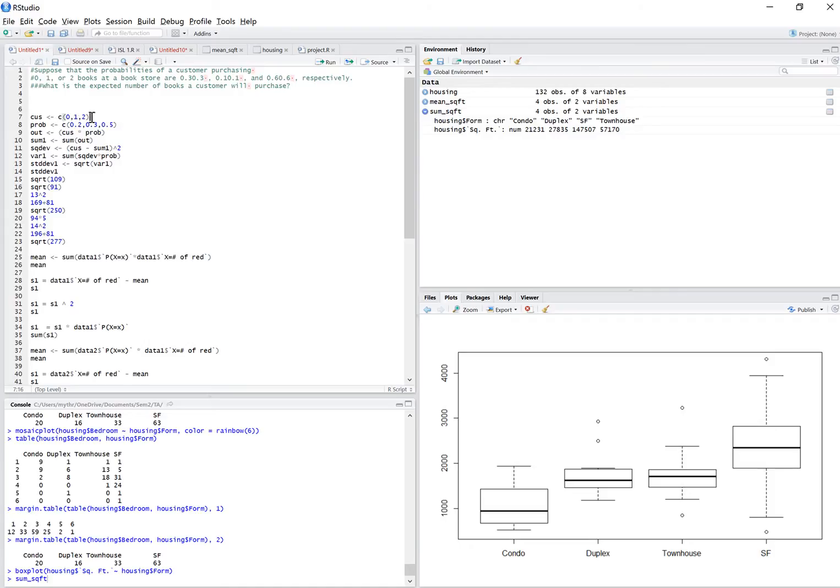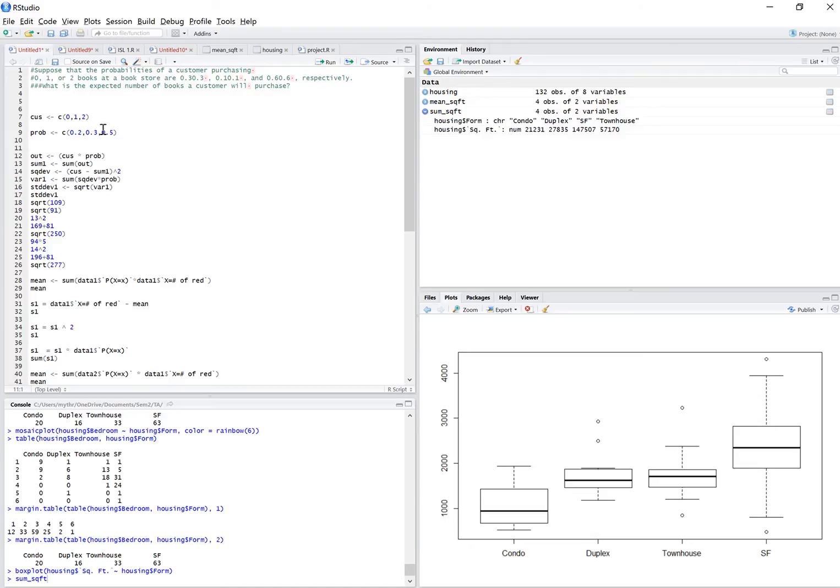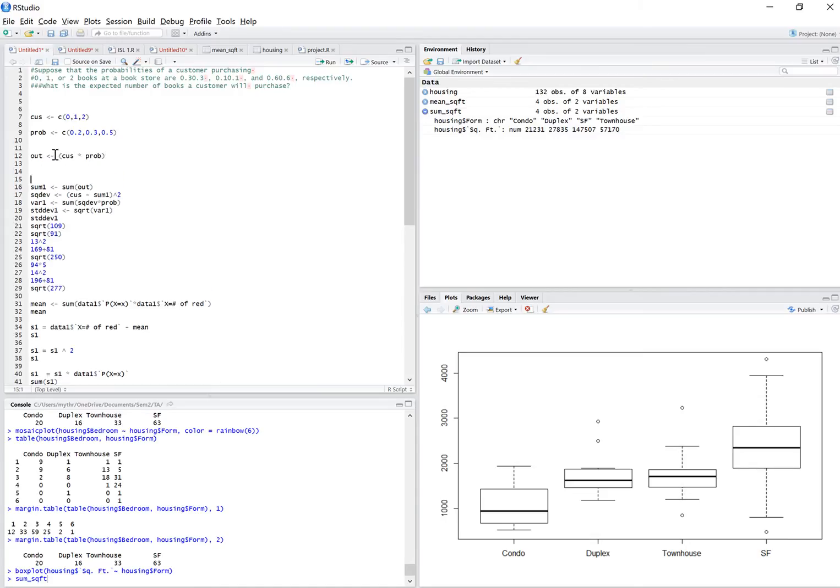So create two vectors for these values. The cus variable gives me the book values, 0, 1 or 2, and this probability vector tells me the probabilities associated with them. Now if you want to find the expected number of books a customer will purchase, it is the multiplication of cus and probability. So you just do the multiplication of the two vectors, and we can do that this way.